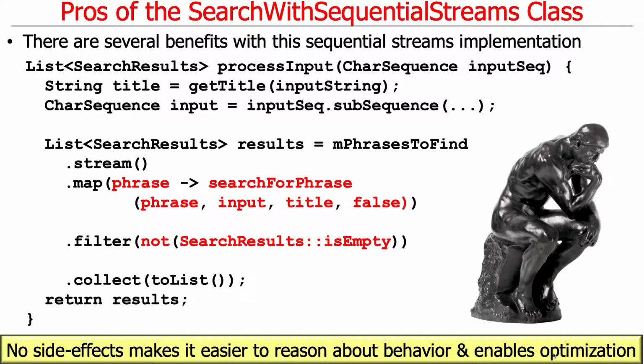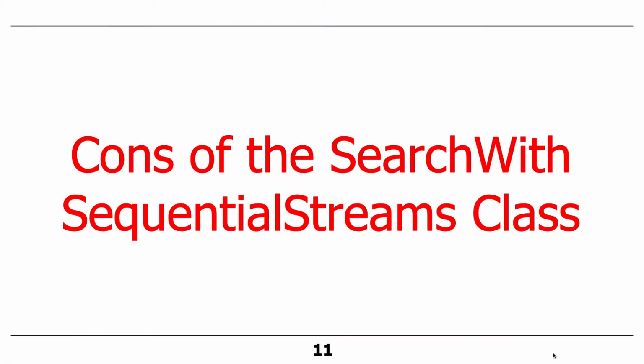The other nice thing about having these stateless behaviors in the intermediate operations is that we can have transparent optimization. In particular, we can go from a sequential stream to a parallel stream with just a little tweak to the code. That's cool because it doesn't require changing the implementation. We just change the properties of the implementation, like whether it's parallel versus sequential, or whether we pass in true versus false. We'll talk about that when we talk about parallel streams.